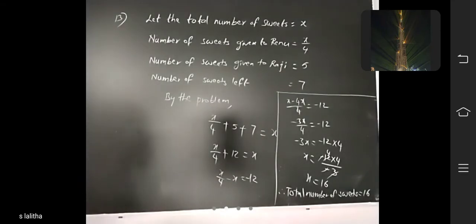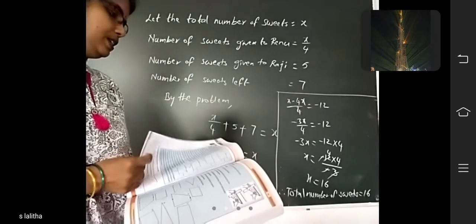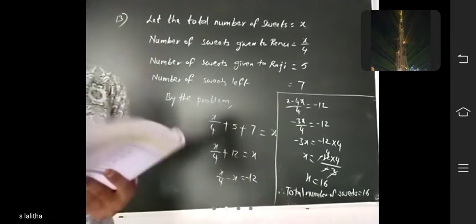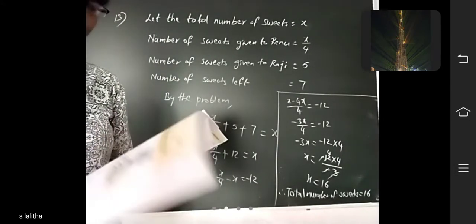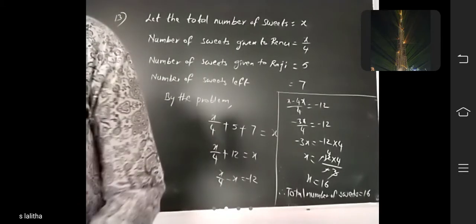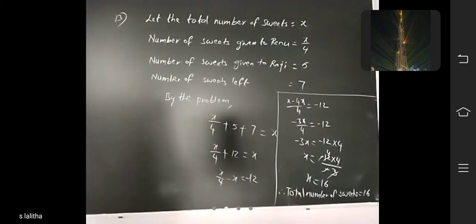So after this we have completed the second chapter, children. On Monday we are going to the next chapter, construction of quadrilaterals. So all of you take your compass box. You have to bring that compass box for the third chapter. Okay, ma'am?